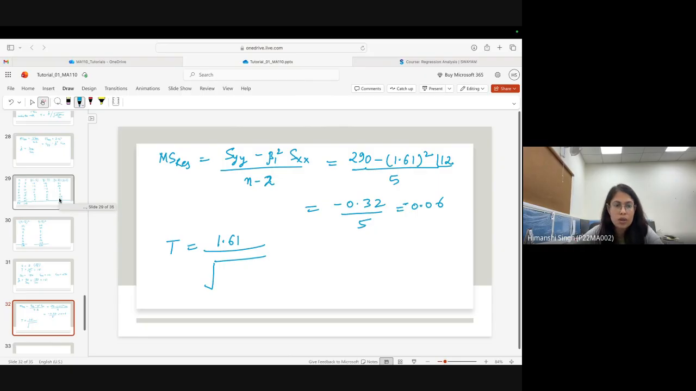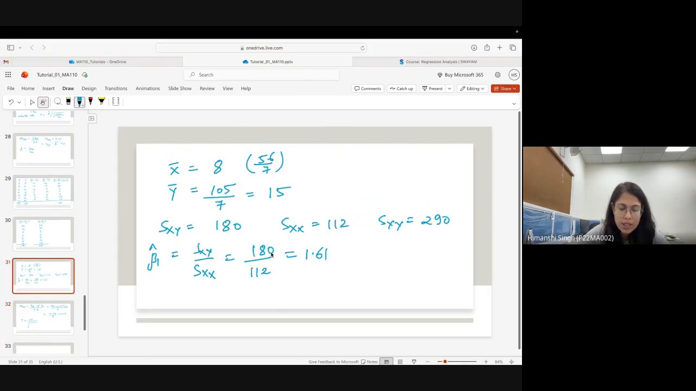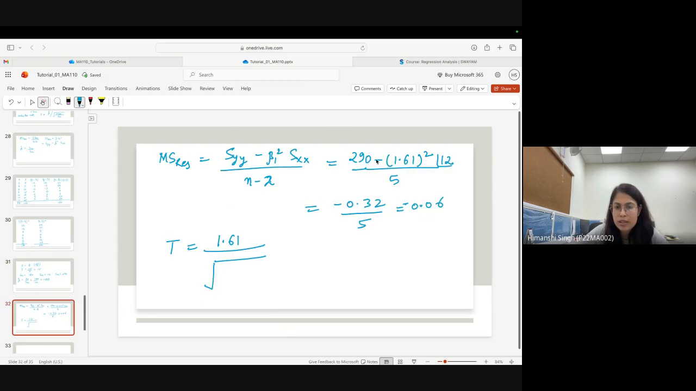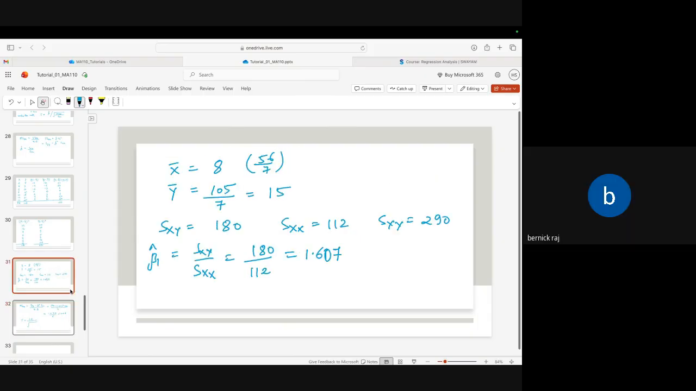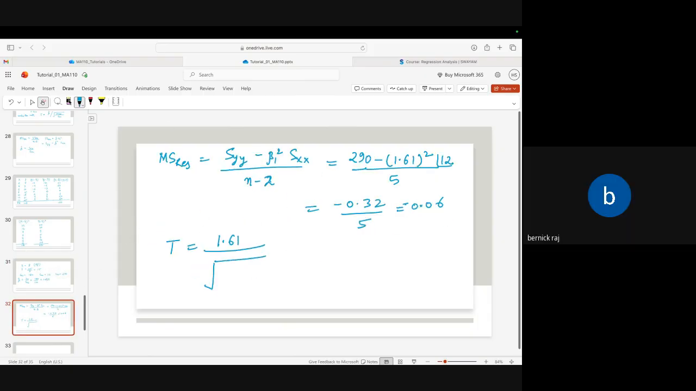Okay, so here, what is the difference actually? Here you have taken this value 180 divided by 112 to be 1.61. Don't take it as 1.61, just take it as it is, like 1.607, because if it is 1.61, then this value becomes greater and you cannot have this MSRES be negative. Okay, just take it as 1.607 only.